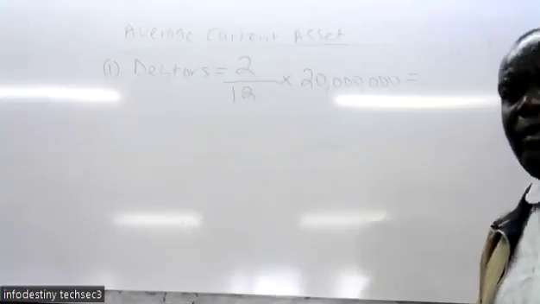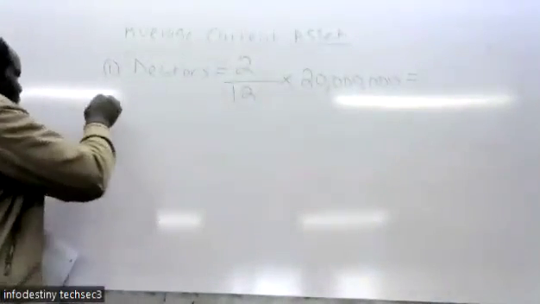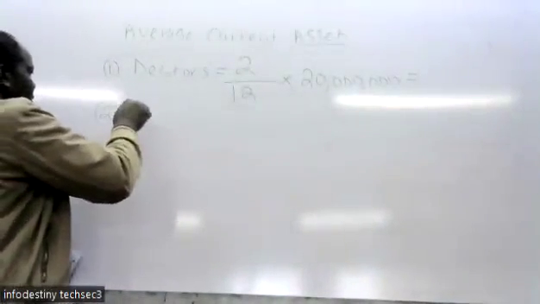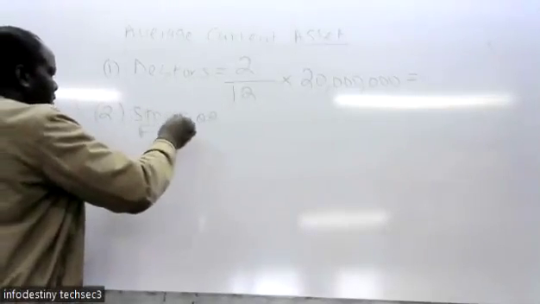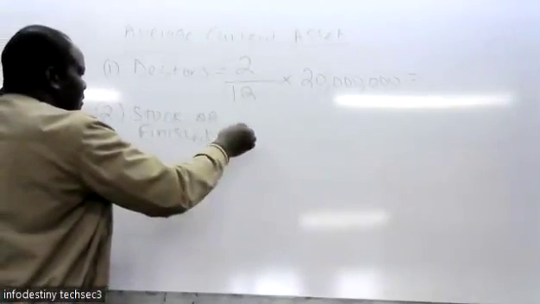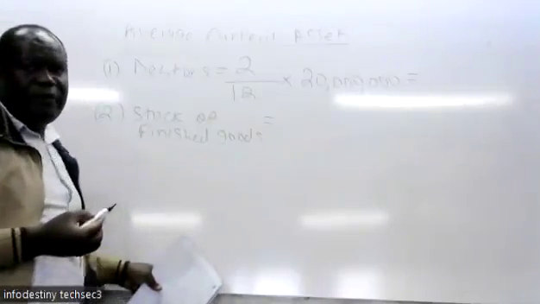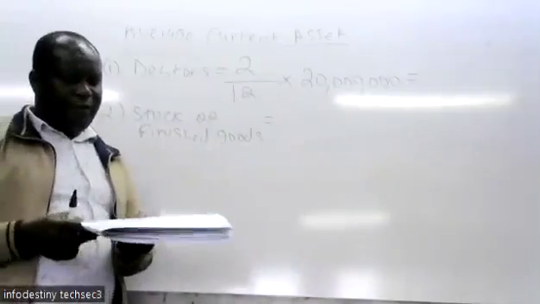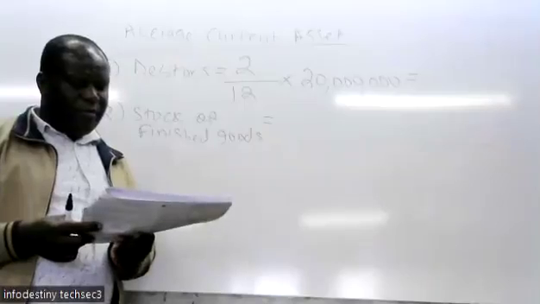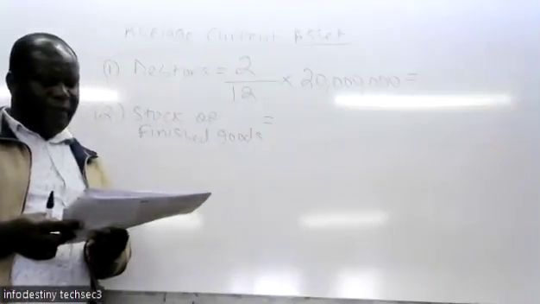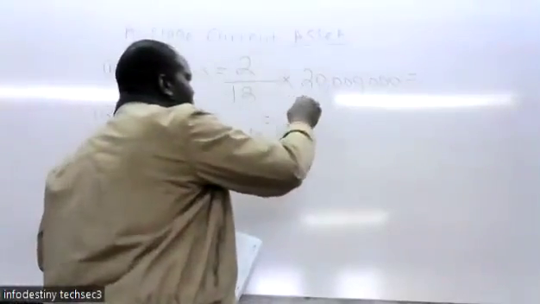The second one will be the stock of the finished goods. Are you able to see the note number 3? Finished goods are in the stock on average for how many months? So it will be 1 over 12.